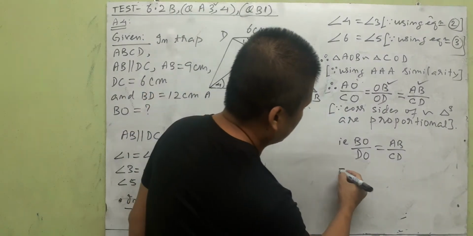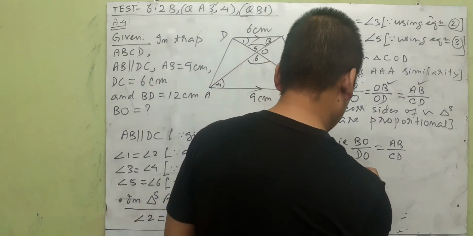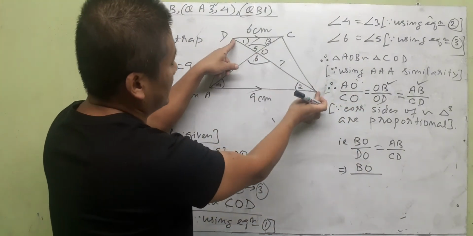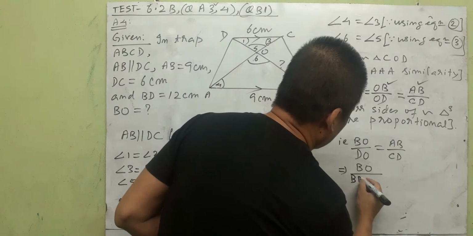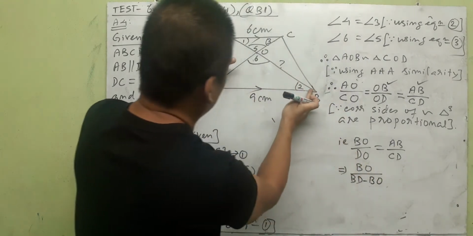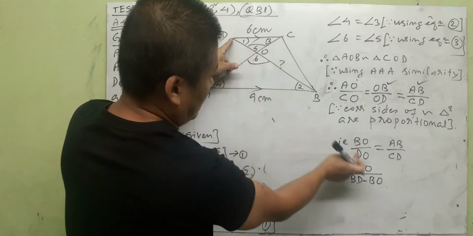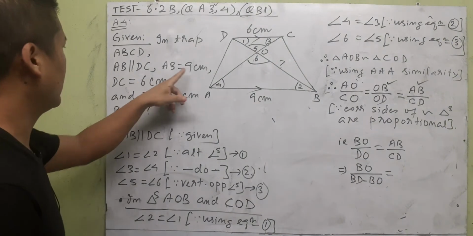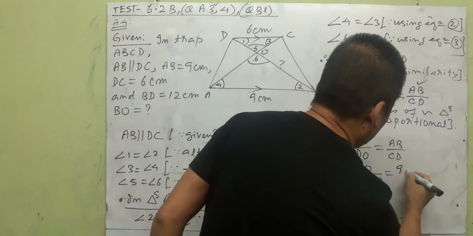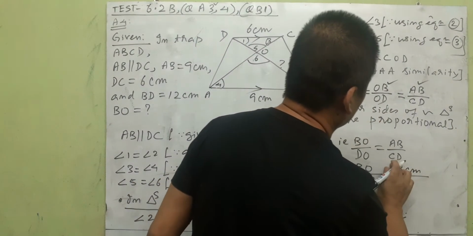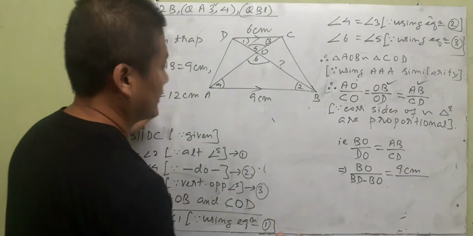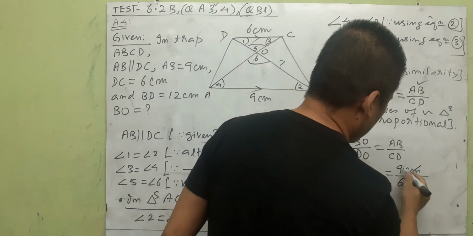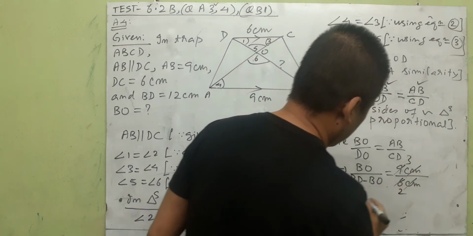So BO we don't know yet. Okay, BO, that's what we need. And DO, here you see DO, we can write like this or not, BD full line minus BO. BD minus BO is DO, same, right? Is equal to AB here. If you see here, AB is 9 centimeter by CD or DC, same thing, only CD here or DC here is 6 centimeter. So we can write that. Okay, then you can cancel these two, and 3 3s are 9, 3 2s are 6. We can keep it like that.